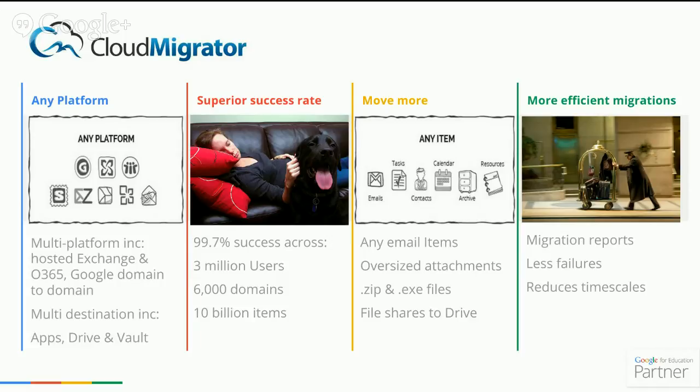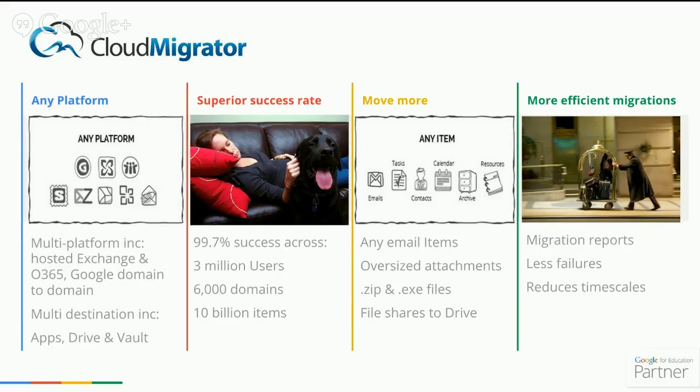For us, the big thing that stands out is our superior success rate. As Andrew mentioned before, we've migrated over 3 million users across 6,000 different domains. In the last 12 months alone, that consists of migrating 10 billion items, which for me is a really hefty statistic to stand behind. When we look at all of our historical migrations, that averages out at about a 99.7% item success rate.